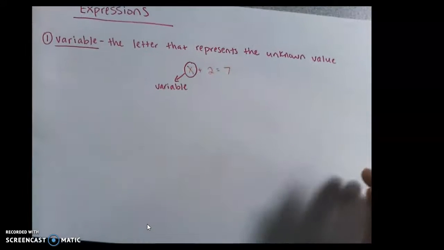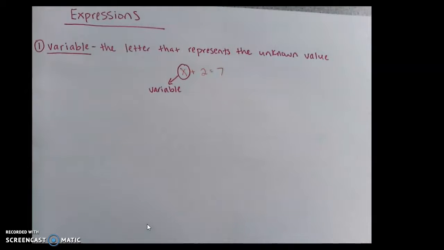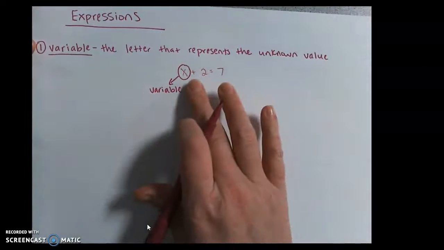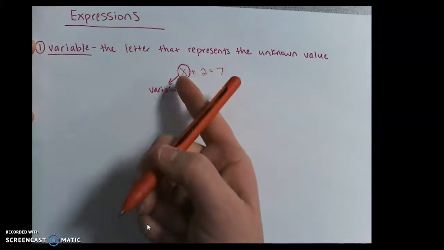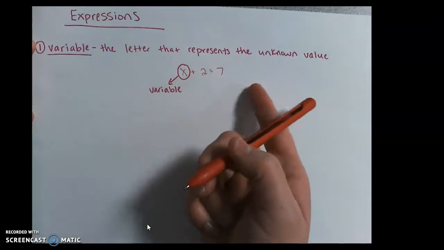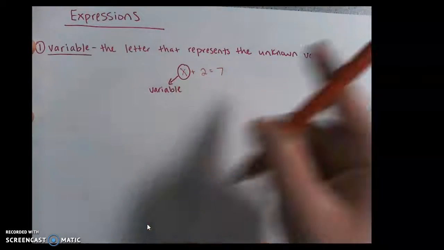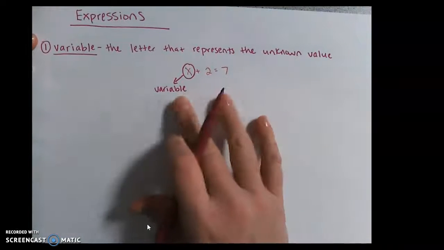All right, your variable can be any letter. It doesn't matter the letter. It's just letting you know that it's unknown. I could have put A, B, C, D, E, F, G. I could put any letter there. Okay, so if I have x plus 2 equals 7, well, what plus 2 equals 7? So here x would equal 5, right? Okay, so sometimes you can solve them, and that'll be like today.